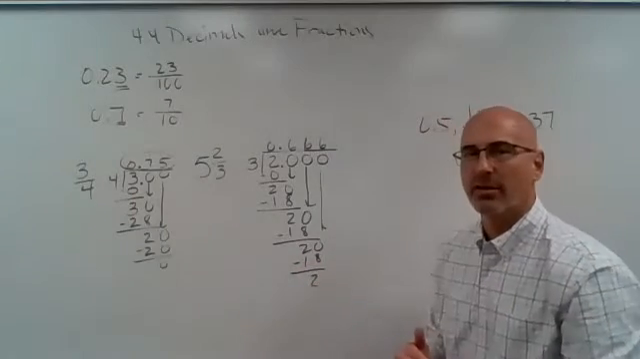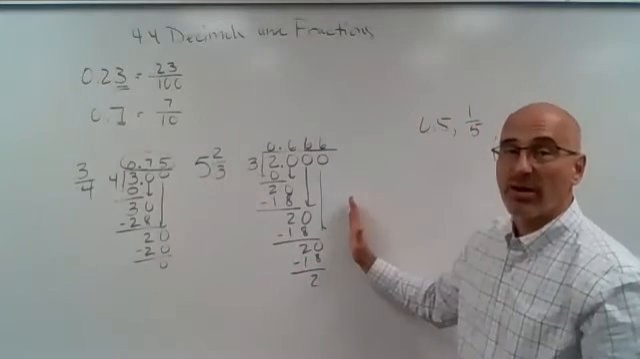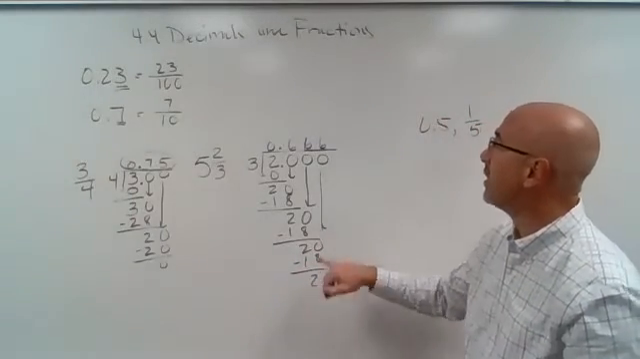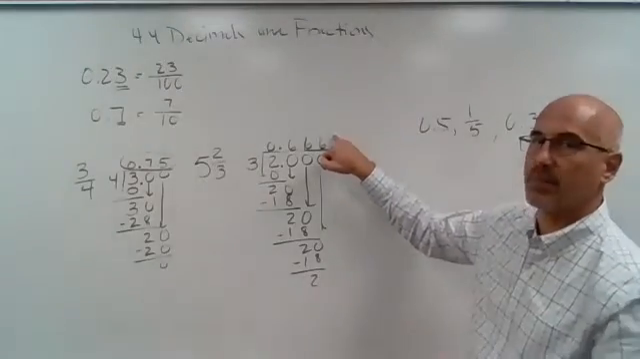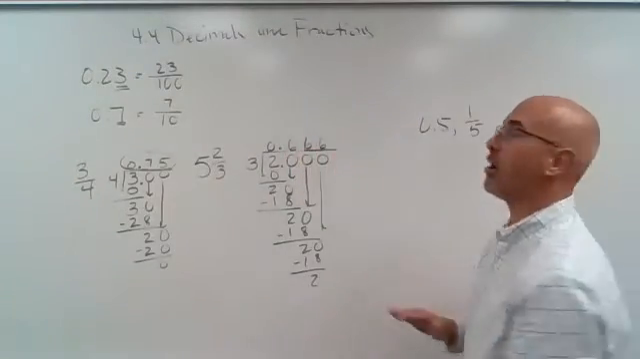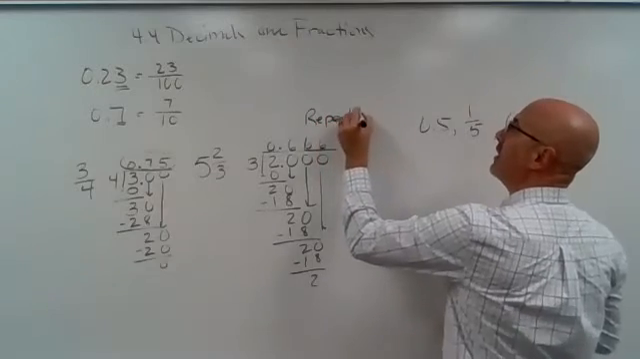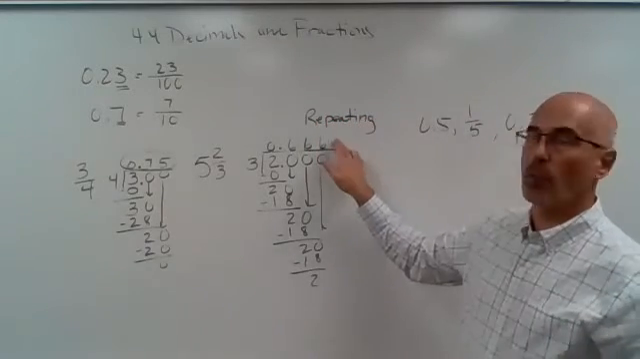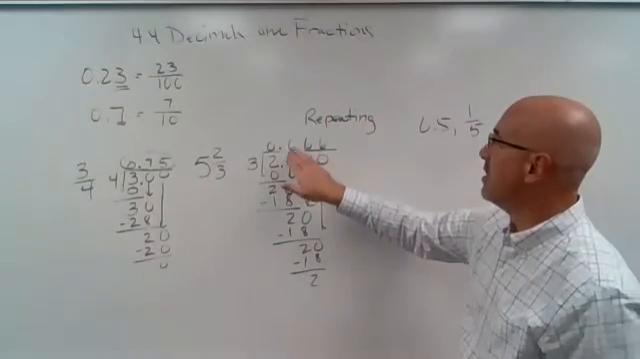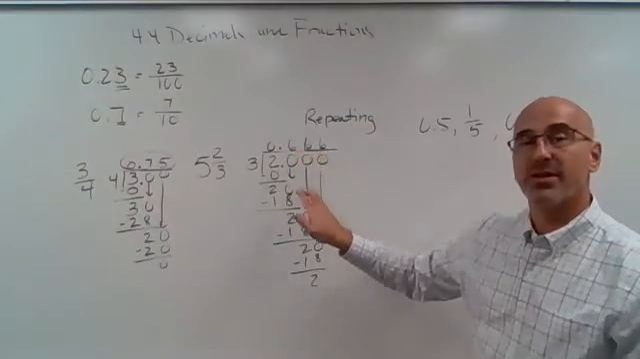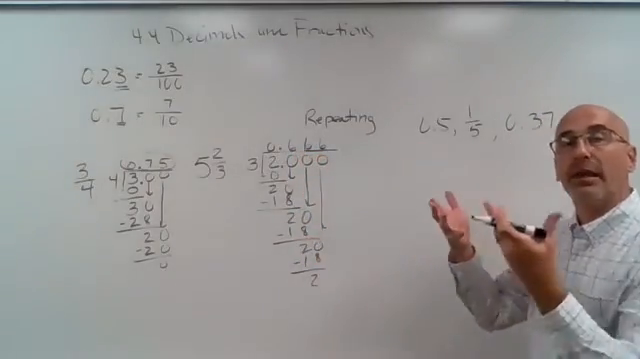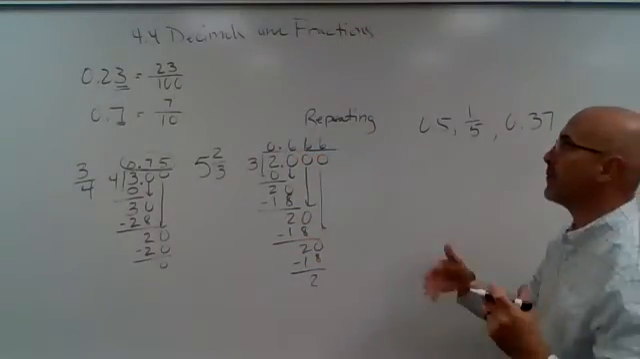Can you see the pattern? I don't think we're ever going to finish. We're always going to get 2 here. We are always going to get 6 up here. So you can see what we call this is a repeating decimal. Repeating decimal. So a number or a series of numbers keep repeating to infinity.